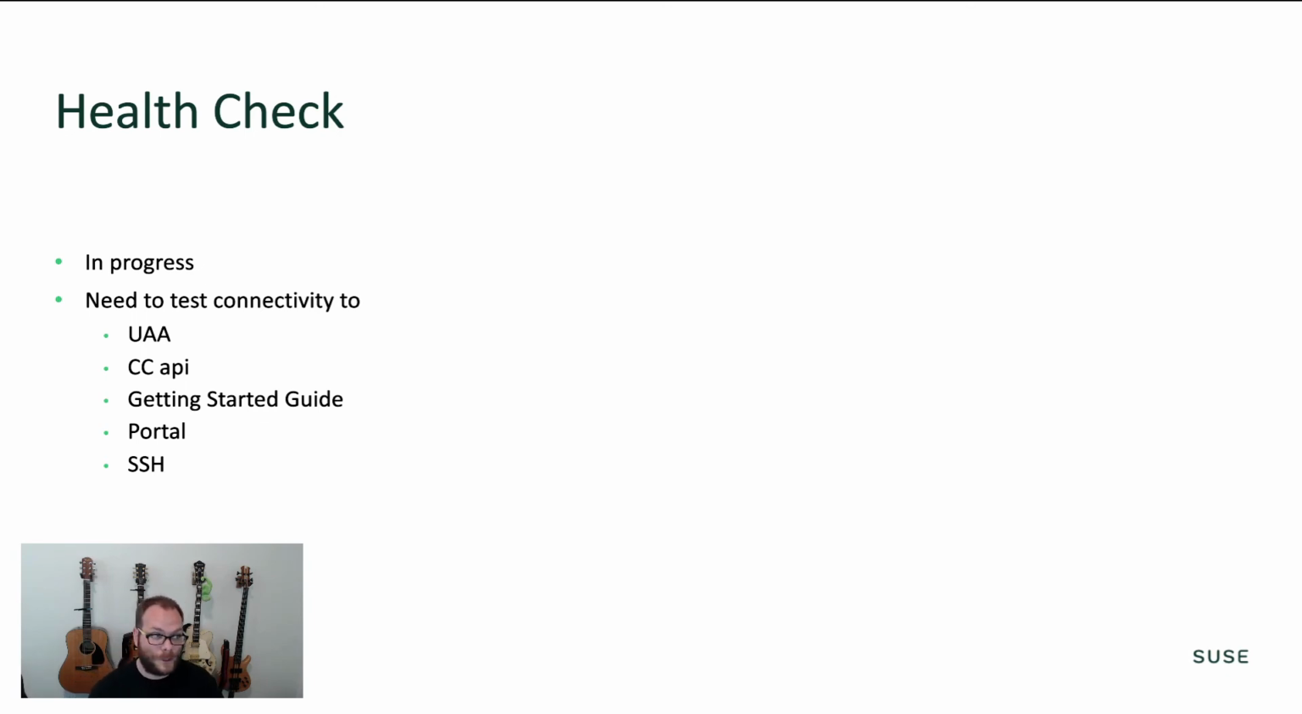So the things that we're going to be checking are, can I log into UAA, right? Can I log into the Cloud Controller API? Can I access the Getting Started guide, which is running as an application? So basically that's testing, like, does the router work? And are all the certs right? Is everything routing correctly? I put these in the wrong order, but can we SSH into the application, right?